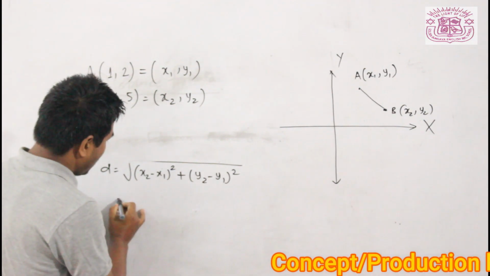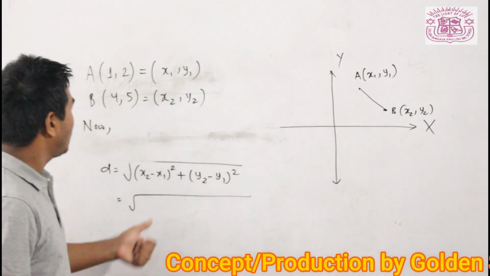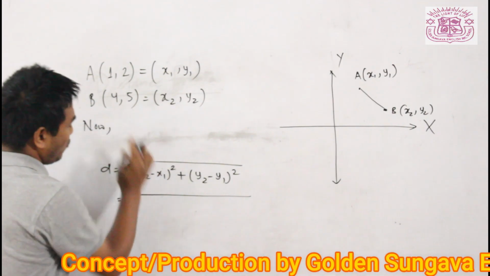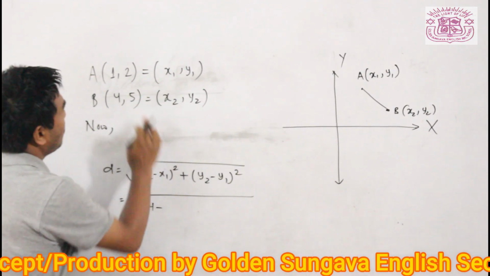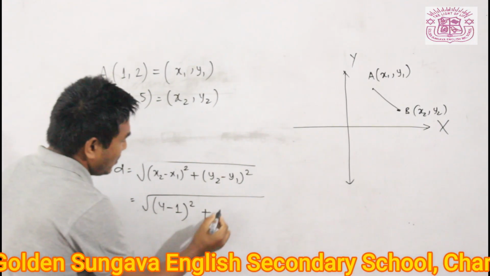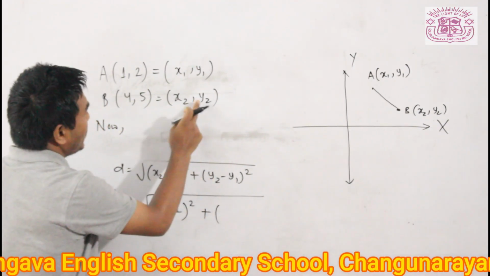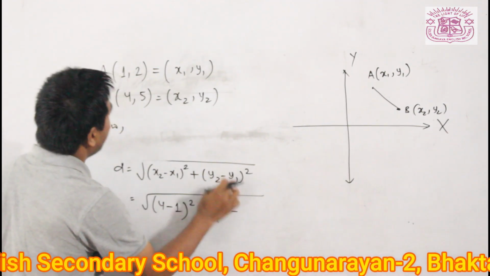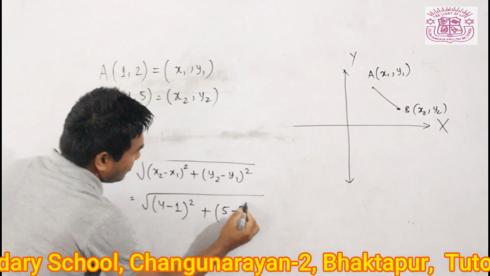So using this formula we can write the value of x2 is 4 over here. 4 minus x1 is 1. So 4 minus 1 whole square. Similarly, the value of y2 is 5. 5 minus y1 is what? 2. So 5 minus 2 square.